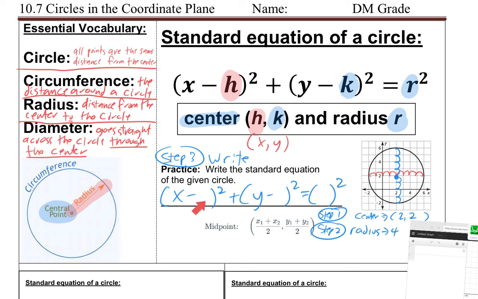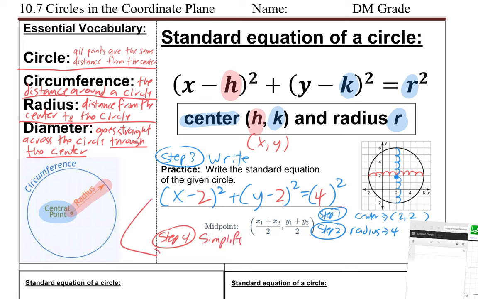So the h value, which is the x value of the center. We said the center is, the x value is the first one, so we're just going to put 2 there. I'm going to actually change the color. We're going to put 2 there. And on this one, the y value minus the y value of the center, which is 2. Then the radius squared. So the radius is 4. Now, step number 4, the last step, is to simplify.